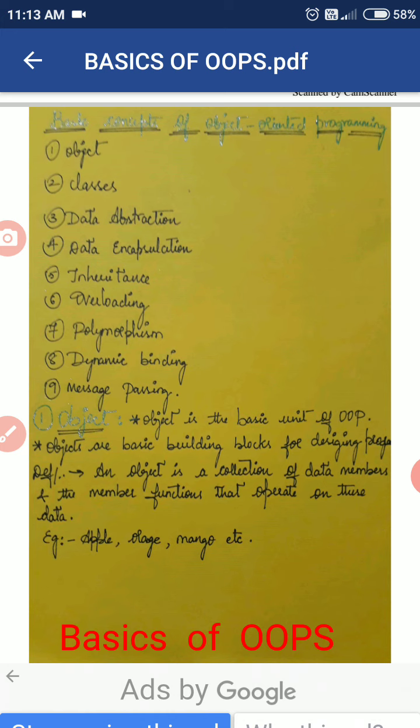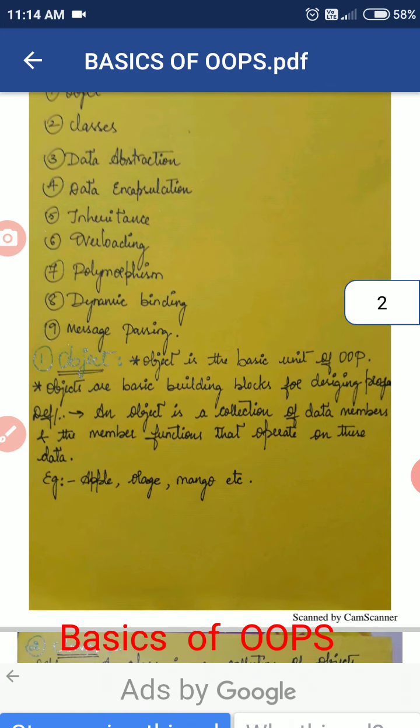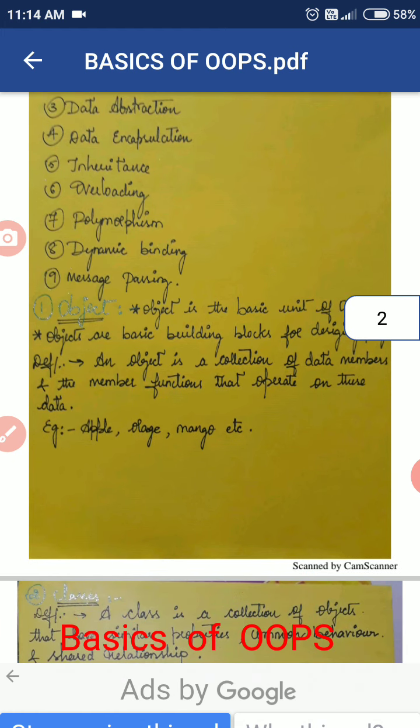we should know what data abstraction is, we should know what data encapsulation is, we should know inheritance, we should know overloading, and also some things like polymorphism, dynamic binding, message passing. So these are the basic concepts in object oriented programming: object, class, data abstraction, encapsulation, inheritance, overloading, polymorphism, dynamic binding, message passing.